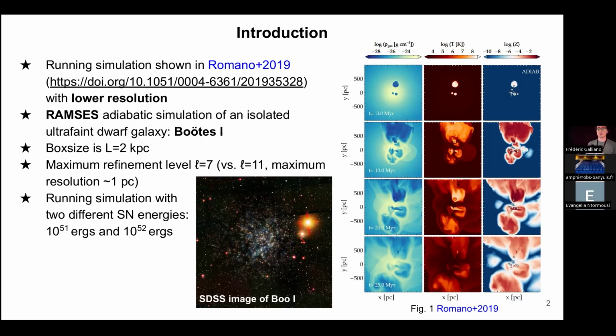The idea is that, on the one hand, we reproduce the simulations, which we did with a lower level of detail since we are somewhat limited in our computing resources. So we use a maximum refinement level of 7 instead of 11 as in the paper, which corresponds to about 1 parsec. And we also compare the simulations for cases where the supernovae deposit different energies in the galaxies.